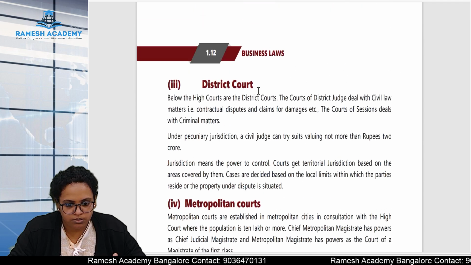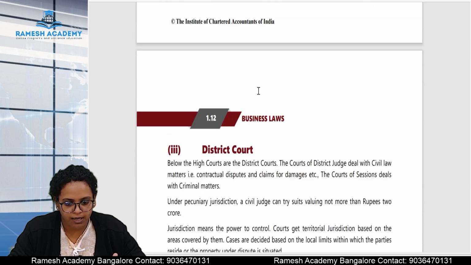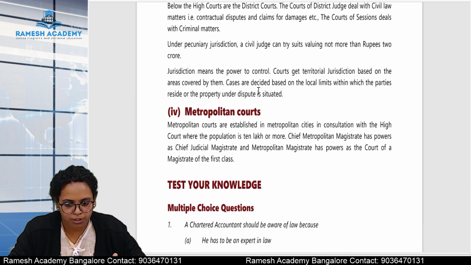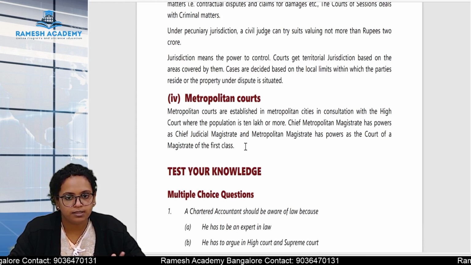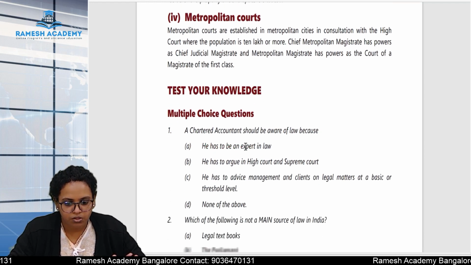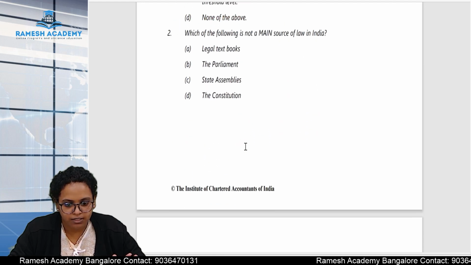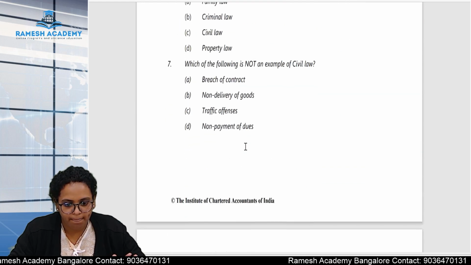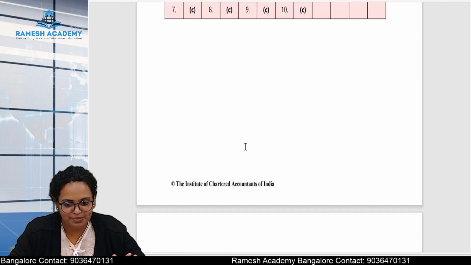So these are the courts: first is your Supreme Court, High Court, District Court, and Metropolitan Courts. Every city does not have metropolitan courts. Metropolitan courts are established only in metropolitan cities in consultation with the High Court. Okay, you have certain questions here that you can attempt, and you also have answers behind them.